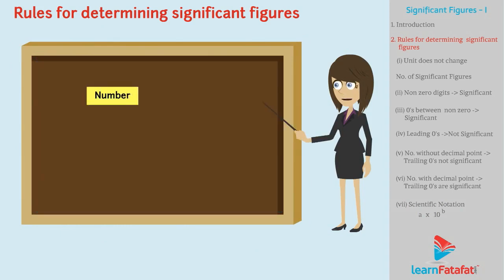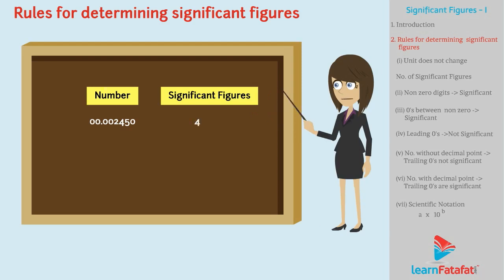Now have a look at these numbers and try to find the significant figures of each. Consider the number 00.002450. This number has 4 significant figures. 0.22000 has 5 significant figures, and so on.